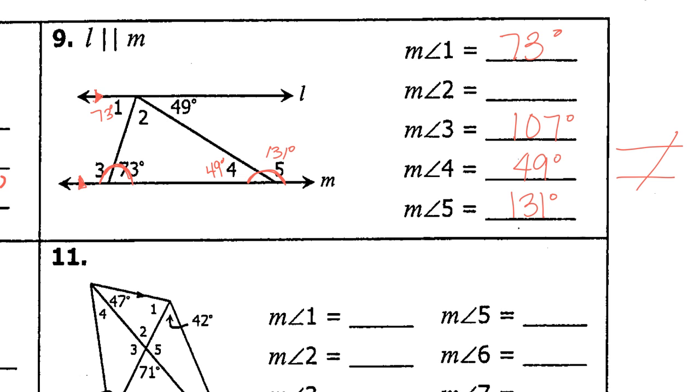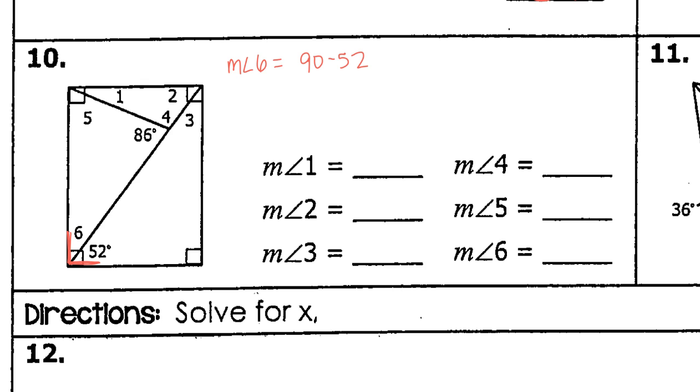To find angle 2, there's two ways we can look at this, but we can really just focus on the triangle. Again, all the angles add up to 180. So if I add 73 plus 49 and subtract from 180, I get angle 2, which is 58. On number 10, I can find angle 6. The whole angle is 90 degrees, so if I subtract 52, I get angle 6.